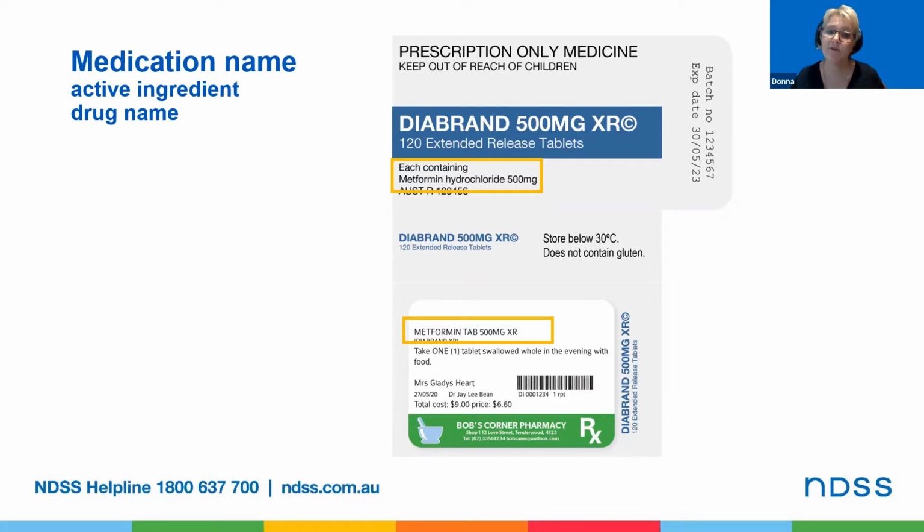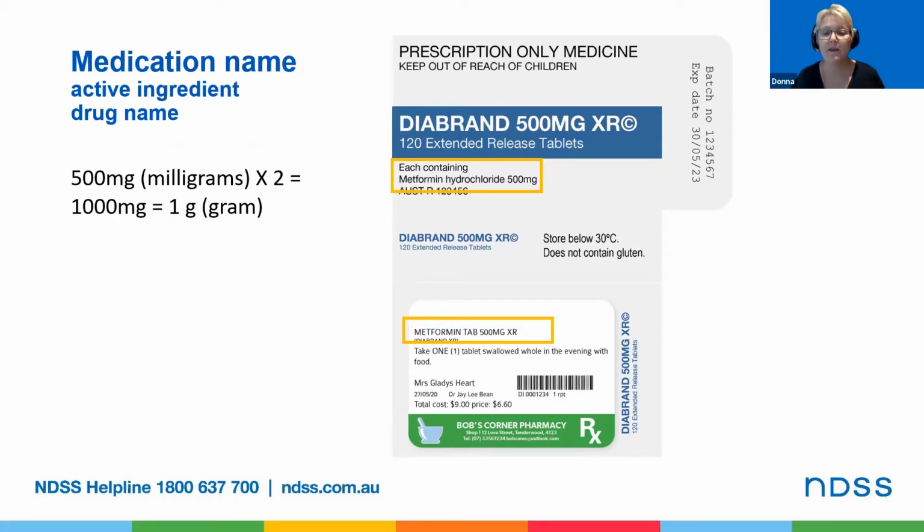The example on this box is 500 milligrams, and therefore one tablet contains 500 milligrams of the active ingredient metformin. Metformin is also available in doses of 1 gram, which are twice the strength of 500 milligram tablets. So 2 500 milligram tablets is 1,000 milligrams or 1 gram.